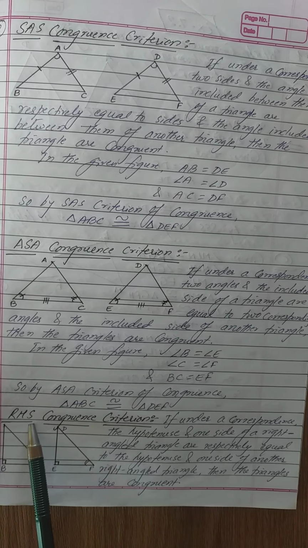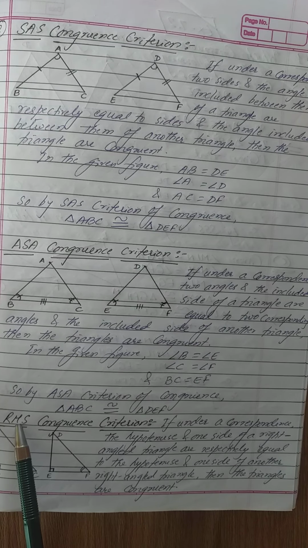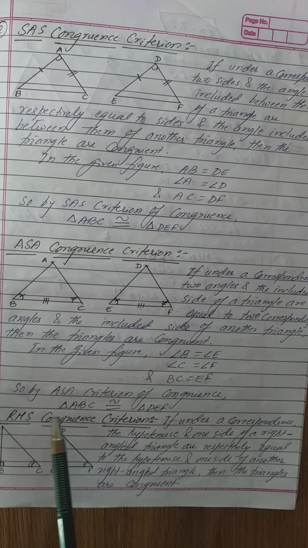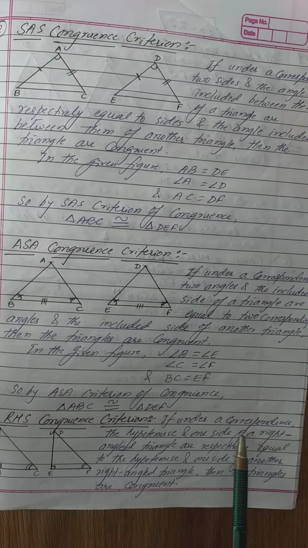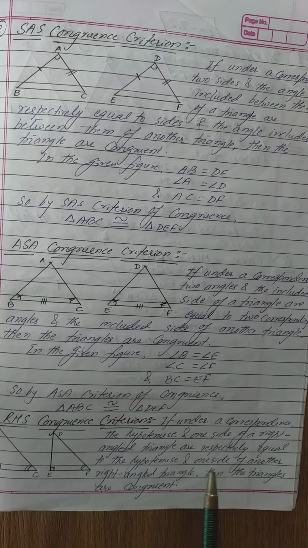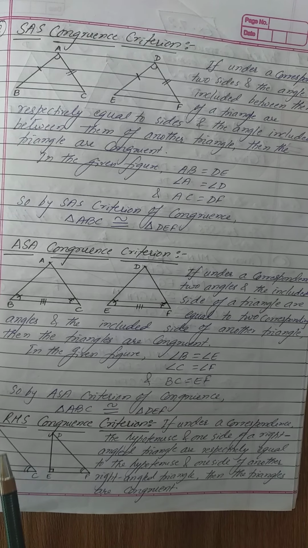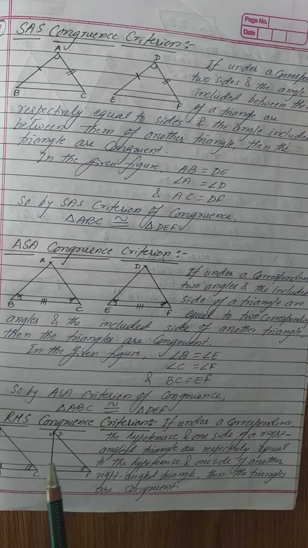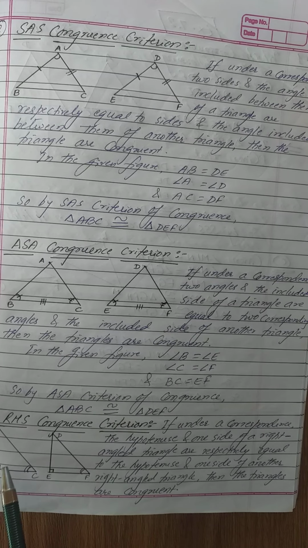The last one, that is fourth, RHS congruence criteria, that is right hand side congruence. If under a correspondence, the hypotenuse and one side of a right angle triangle are respectively equal to the hypotenuse and one side of another right angle triangle, then the triangles are congruent. That is in figure ABC is a right angle triangle and DEF also a right angle triangle at E. So angle B equal to angle E, and angle C equal to angle F.